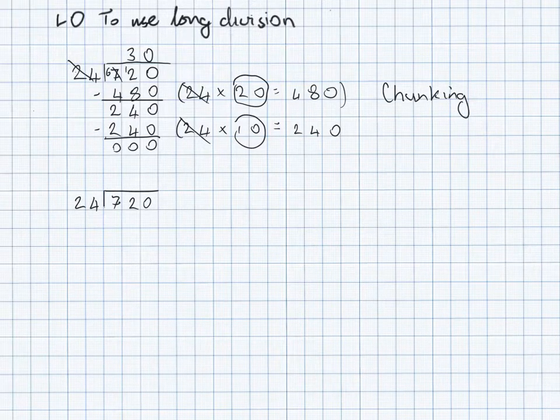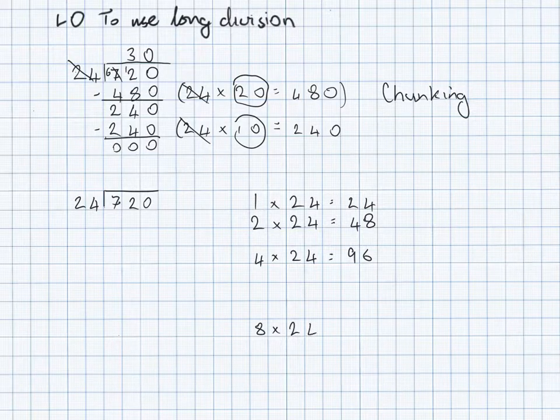At this point, it's good practice to write out some of the 24 times table. So we know 1 times 24 is going to give 24. We can double that to give us 2 times 24, which gives 48. Double that again, and notice the way I'm leaving a space. We get 4 times 24, so that's double 48, which is 96. And if I leave another space, 5, 6, 7, and put 8 times 24, which again is doubling, we get 192.